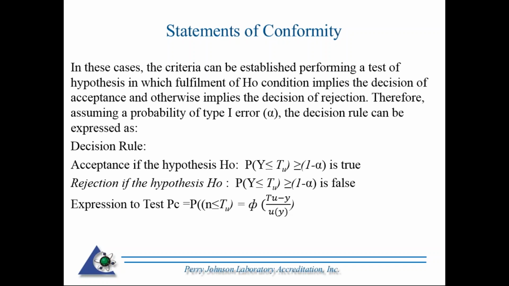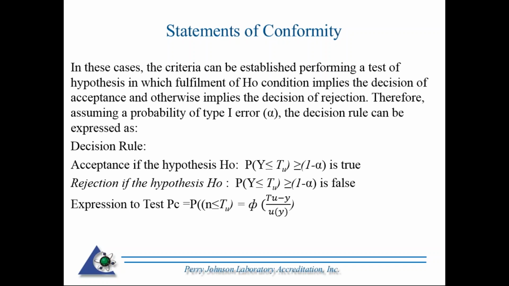So in these cases, the criteria can be established by performing a test of hypothesis, in which fulfillment of the hypothesis condition implies the decision of acceptance, and otherwise implies a decision of rejection. Therefore, assuming a probability of a type 1 error, which will be referred to as mu, the decision rule can be expressed as acceptance and rejection. So what that acceptance is saying is, if your value is less than or equal to the specification, the tolerance.